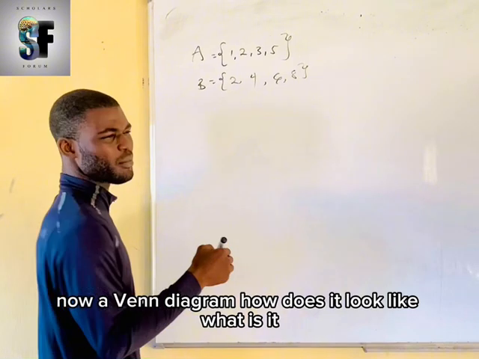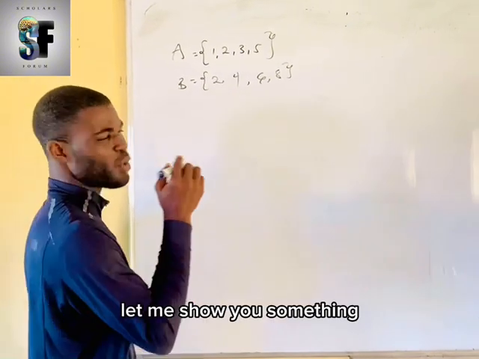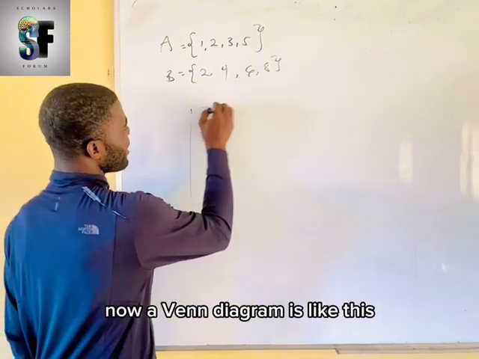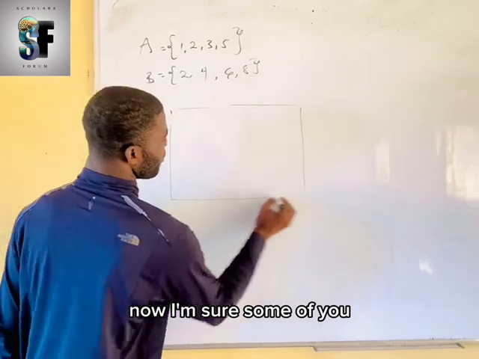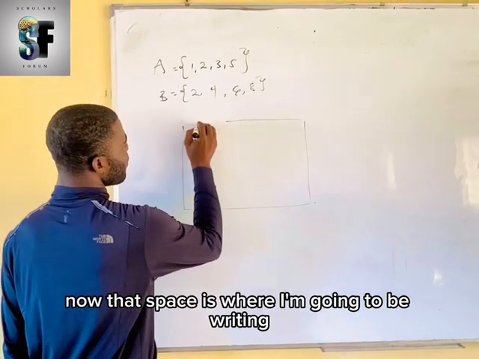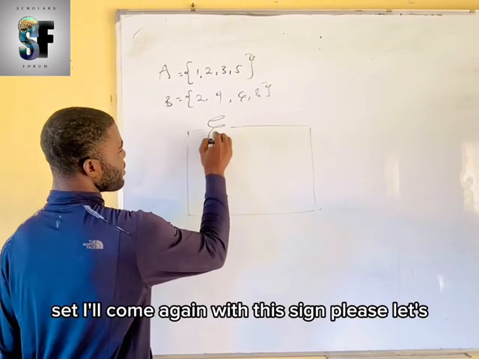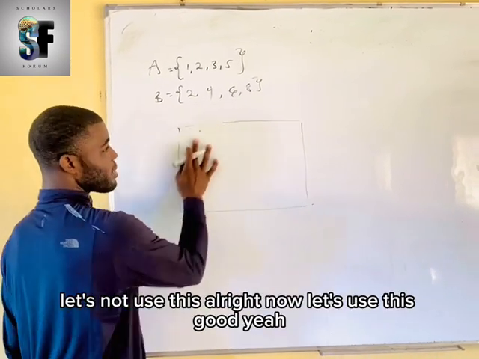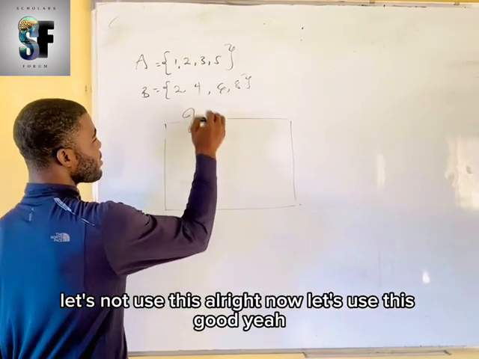Now, a Venn diagram, how does it look? Let me show you something. A Venn diagram is like this. I'm sure some of you observe that I left a space in between here. That space is where I'm going to be writing my universal set. I'll come again with this sign. Please, let's not use this. Now, let's use this. Good.